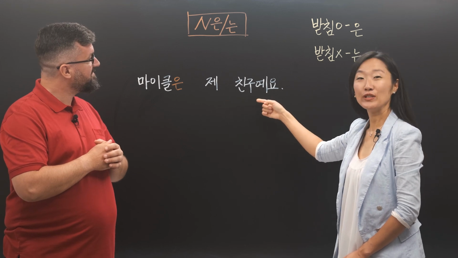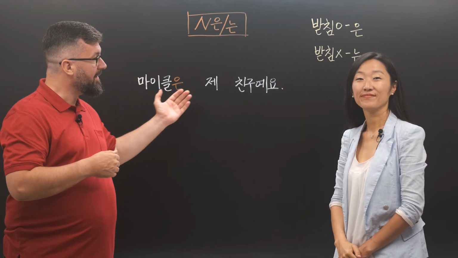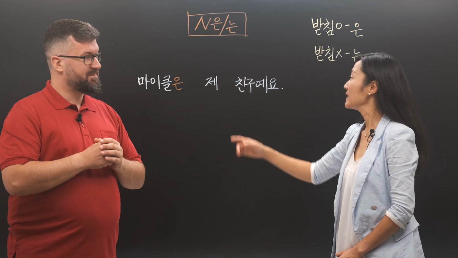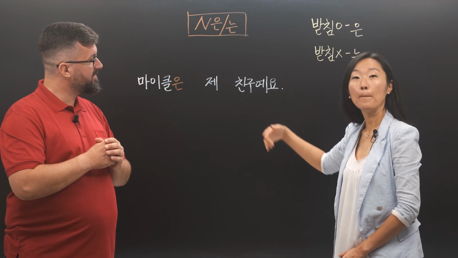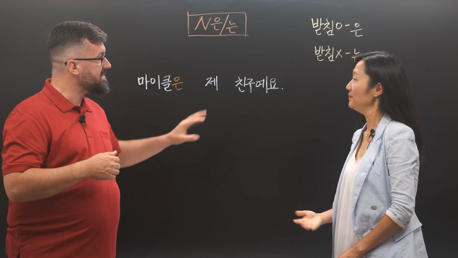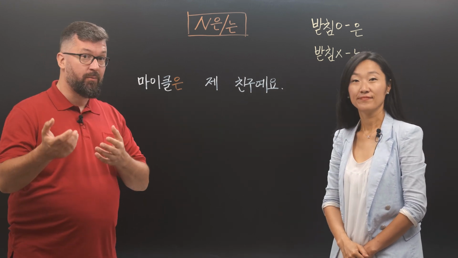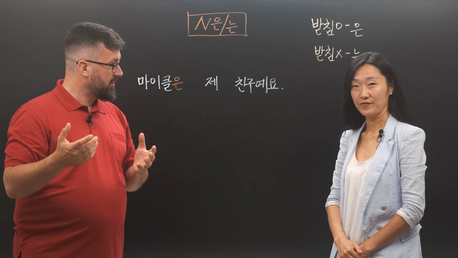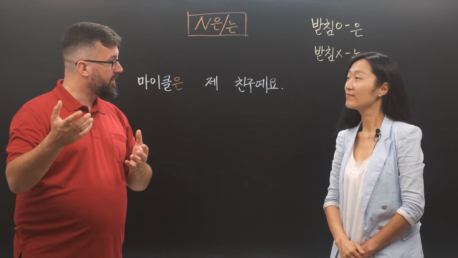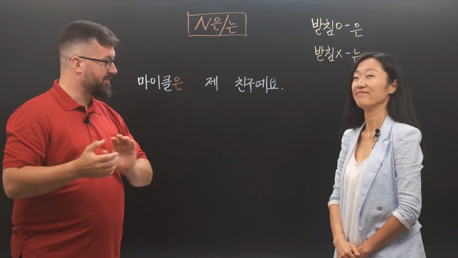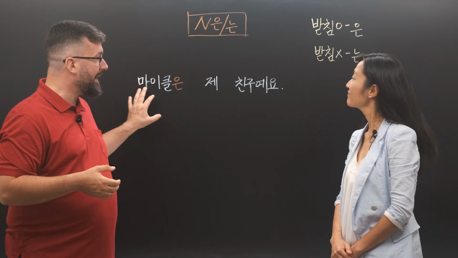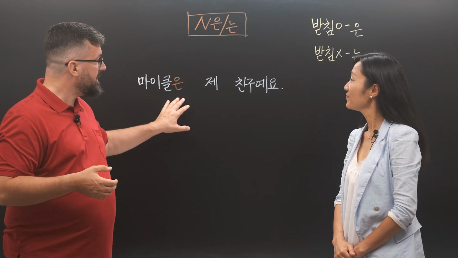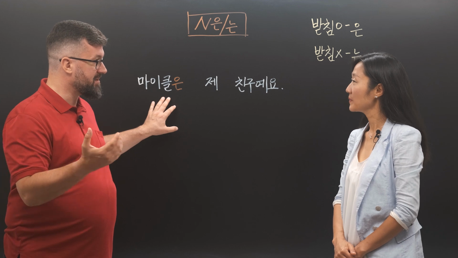마이클은 제 친구예요. Michael is my friend. 제 친구 means my friend. So 제 is my, is a polite form of my. 친구 is friend. 예요, to be. Yes. Michael is my friend. And Michael은 은, because Michael has a 받침.